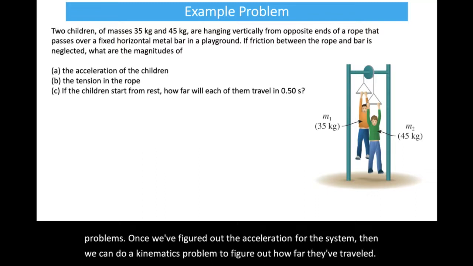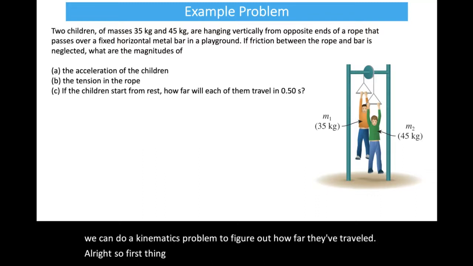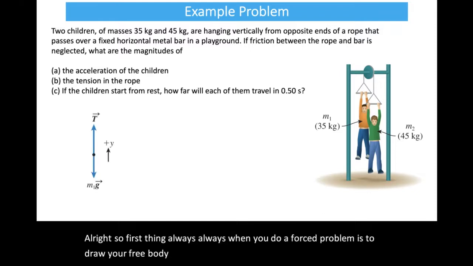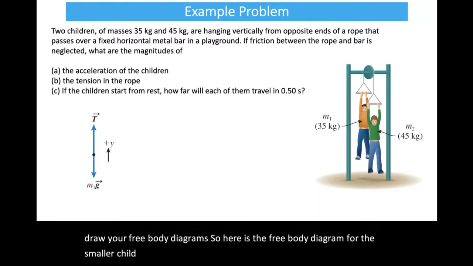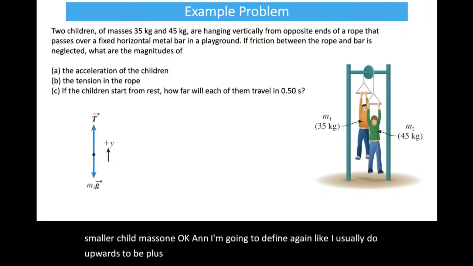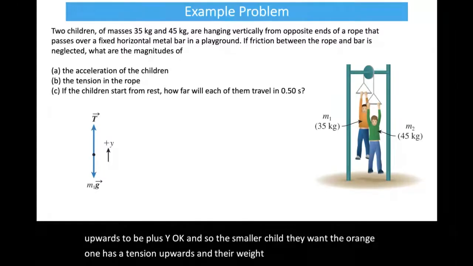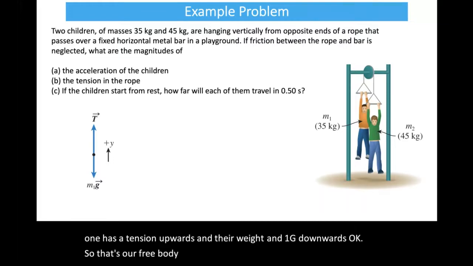All right, so first thing always, when you do a force problem, is to draw your free body diagrams. So here's the free body diagram for the smaller child, mass 1. And I'm going to define, again, like I usually do, upwards to be plus y. And so the smaller child, the orange one, has a tension upwards and their weight, m1g, downwards. So that's our free body diagram for the first child.